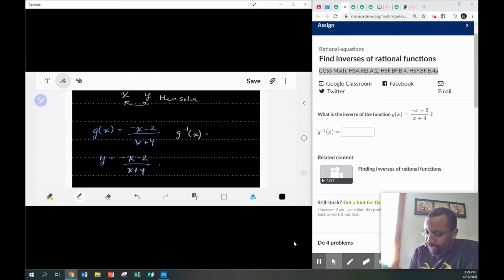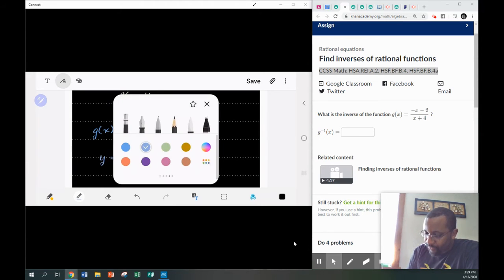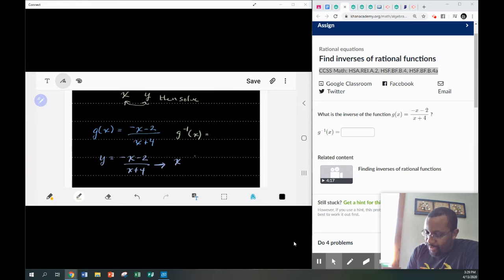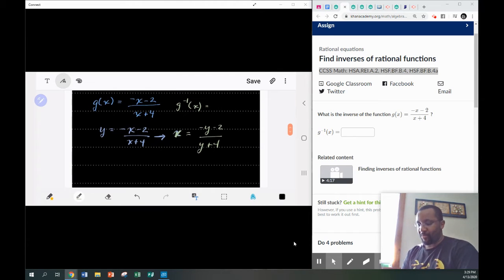So now when you change it up, we're changing everything to the inverse side. Now you're going to say x equals negative y minus 2 over y plus 4. That's the inverse right there. But you can't write the inverse that way because you still need this in terms of y. So we still need to solve for y.